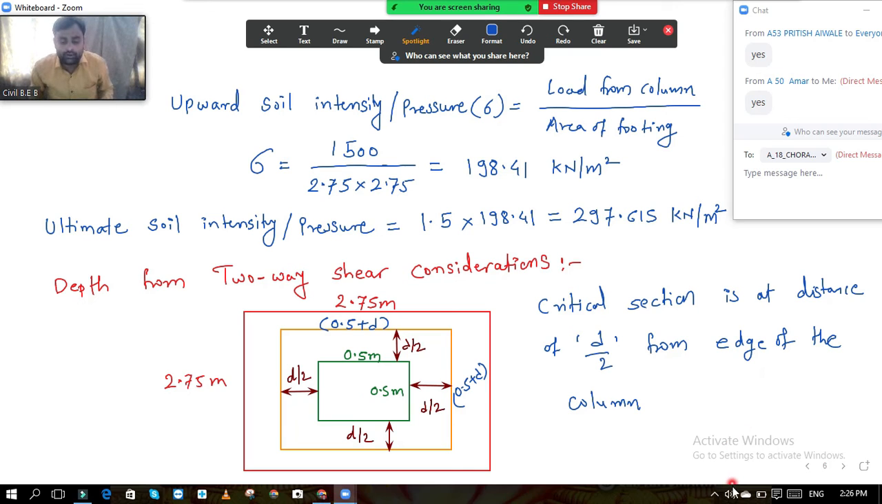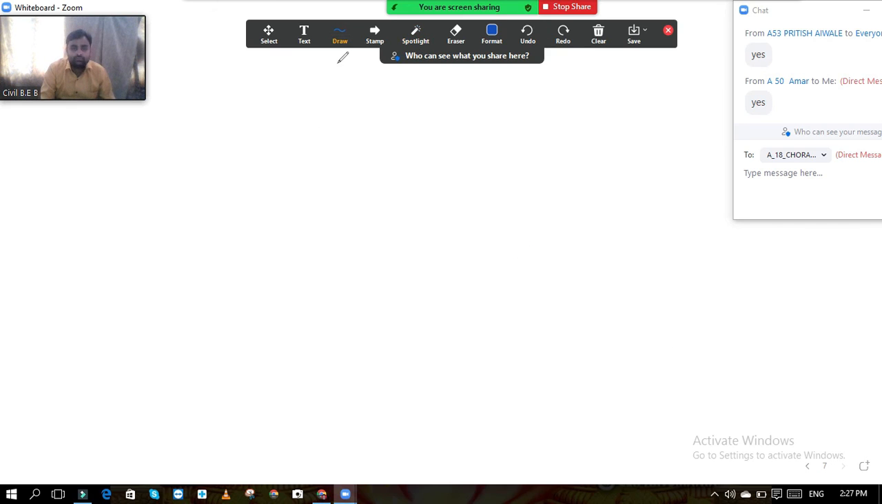Now we will move further. Okay. So now I hope you understood. The critical section is at a distance of d by 2 from the edge of the column and this much area will get punched. Okay. Now if we move further, I will write here: let d, small d, be the effective depth of the footing, the effective depth of the footing.